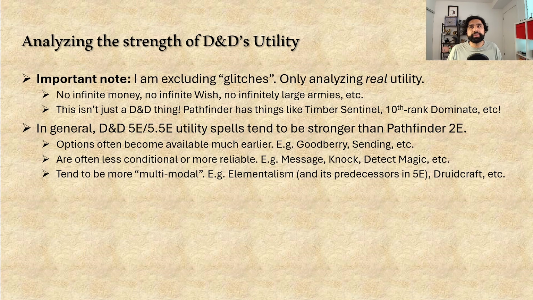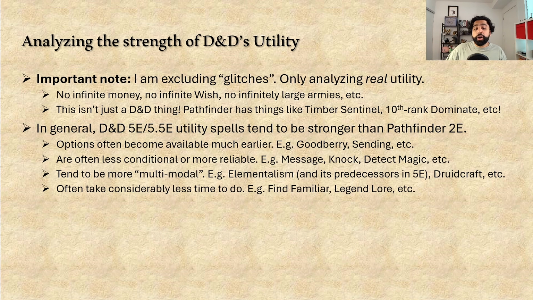Same for something like Druidcraft. It can achieve like 4 or 5 different things. Same for Prestidigitation. The cantrips in 5e tend to be more multimodal, and the same is also true for some higher rank spells. Then there are also spells that just take considerably less time to do in D&D than they do in Pathfinder. For example, Find Familiar can be cast in about an hour and 10 minutes in D&D, whereas in Pathfinder, most familiars take a week to come back if they're dropped.